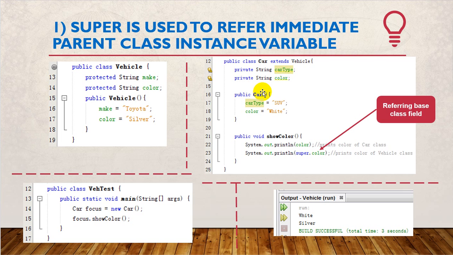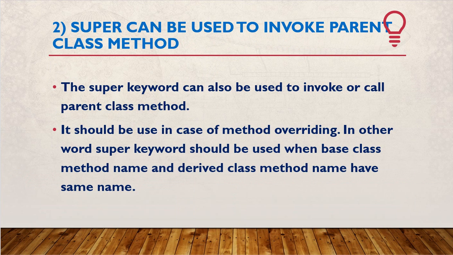So the question, or the confusion, is which particular data member will be called, either the parent or the child one. If we do not write the super keyword before it, we are referring to the child class data member. In that case, we have appended the super keyword before that color, super dot color, so we are referring to the base class data member. You got the point? So that was the first situation, where we can use super with the instance variable.